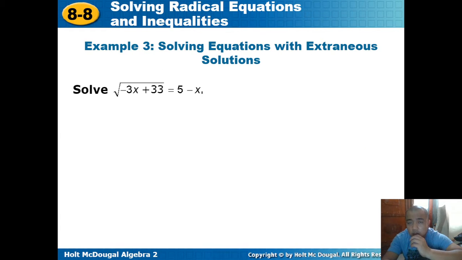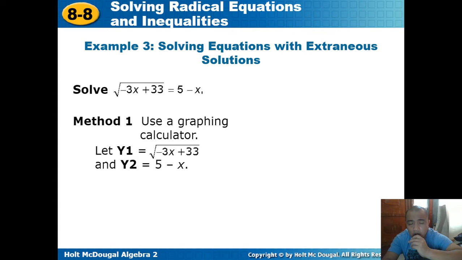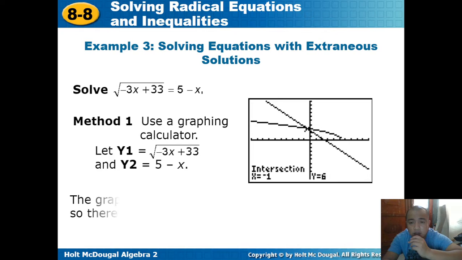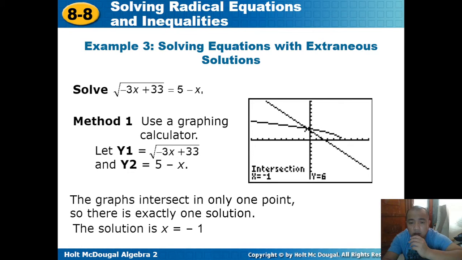Okay, solving equations with extraneous roots. Square root of negative 3x plus 33 equals 5 minus x. First step. Okay, using method 1, let us use a graphing calculator. Let y1 equals square root of negative 3x plus 33 and y2 equals 5 minus x. Yan. So as you can see, the graphs intersect in only one point. So there is exactly one solution. Solution is x equal to negative 1.